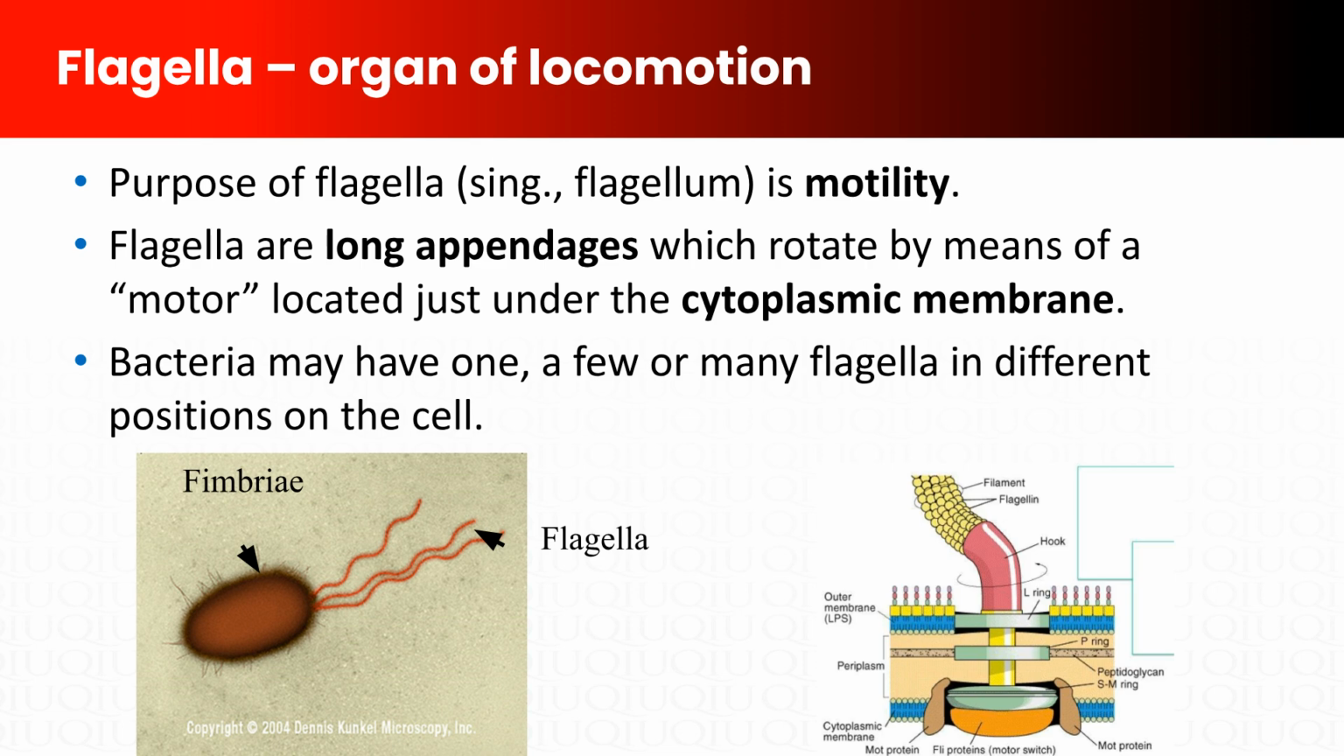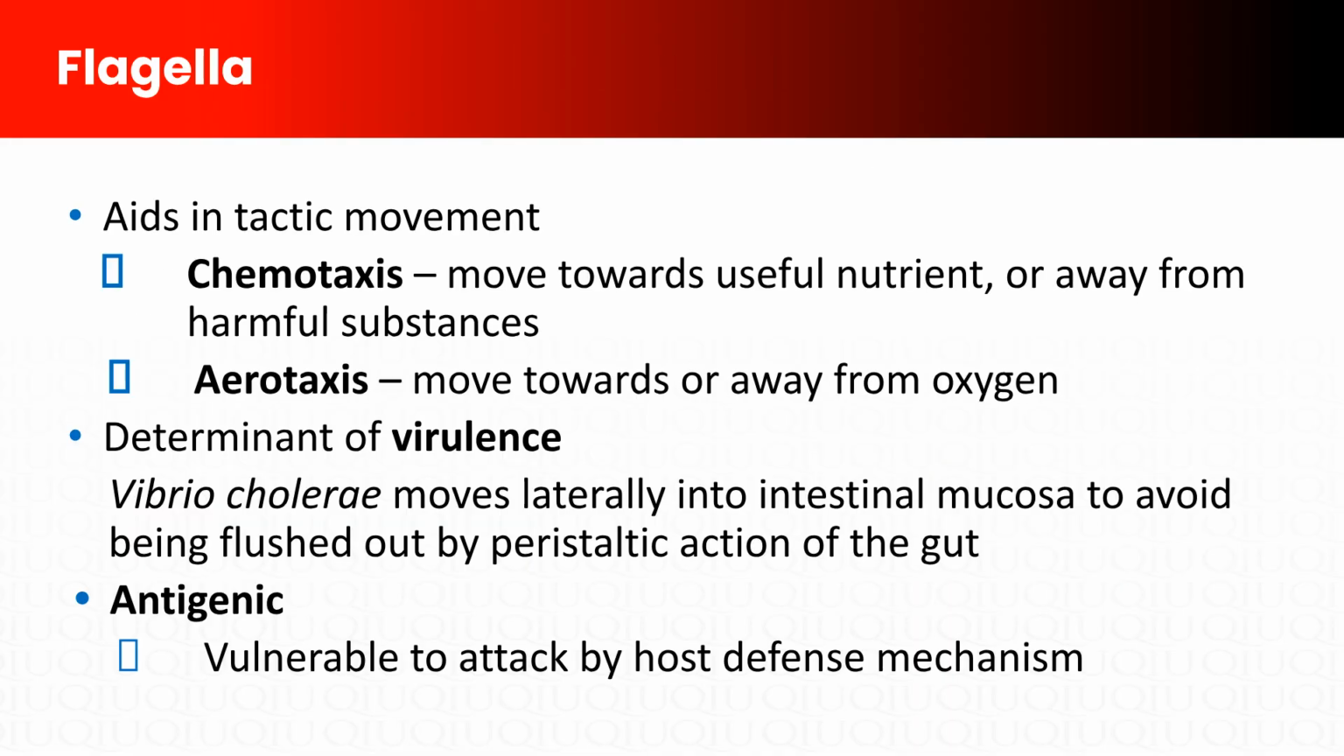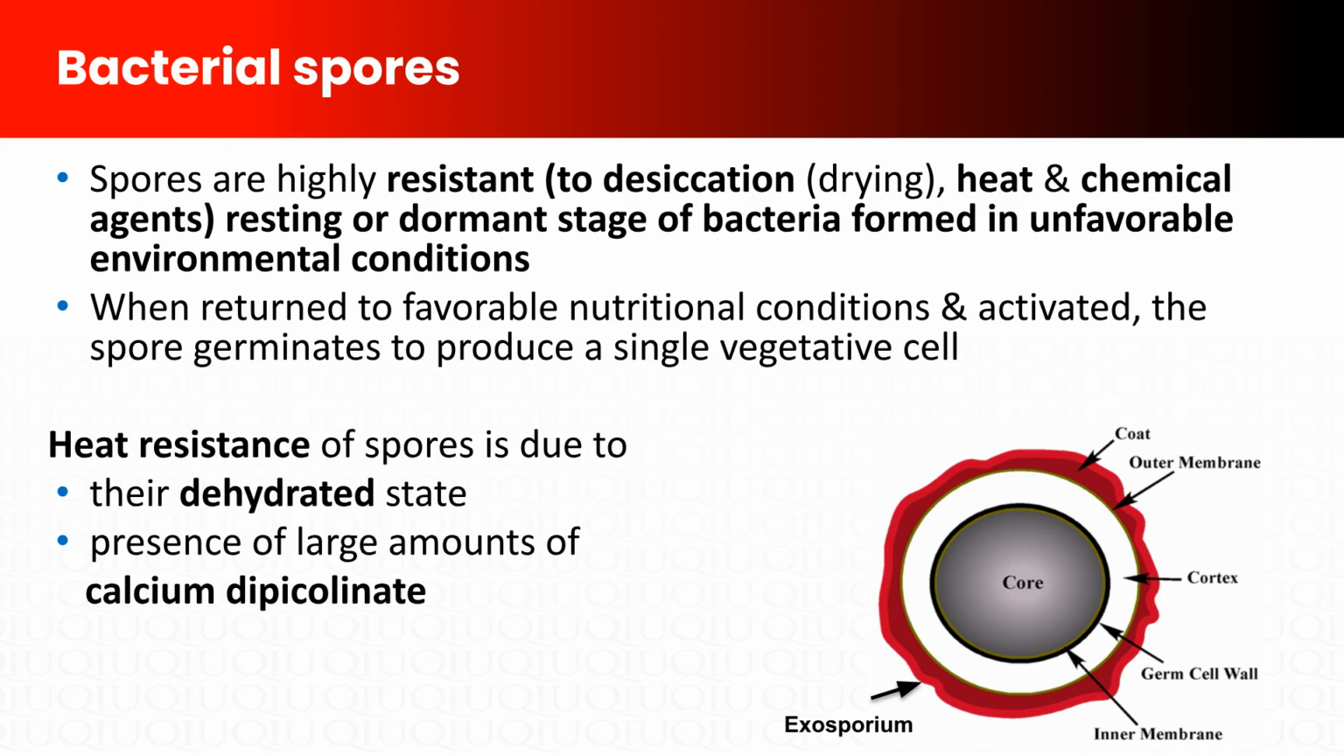Flagella are long appendages used for locomotion. They rotate using a motor under the cytoplasmic membrane. Bacteria can have varying numbers of flagella in different positions, enabling them to move within their environment. Flagella aid in tactic movement, such as chemotaxis, moving towards nutrients or away from harmful substances, and aerotaxis, moving based on oxygen levels. They are a determinant of virulence, for example, helping Vibrio cholerae avoid being flushed from the gut. Flagella are also antigenic.